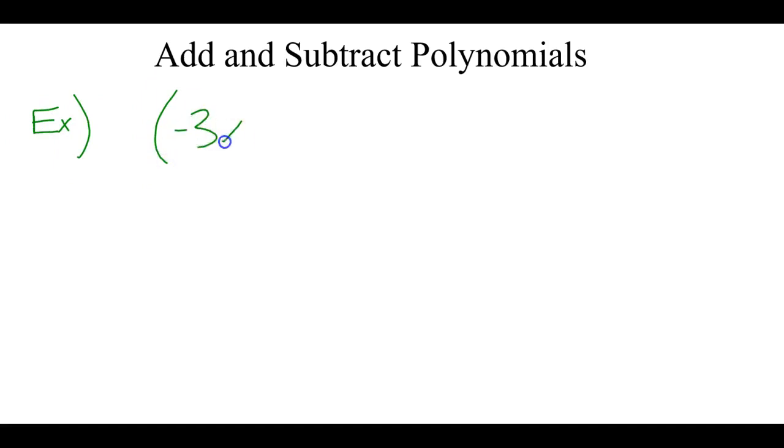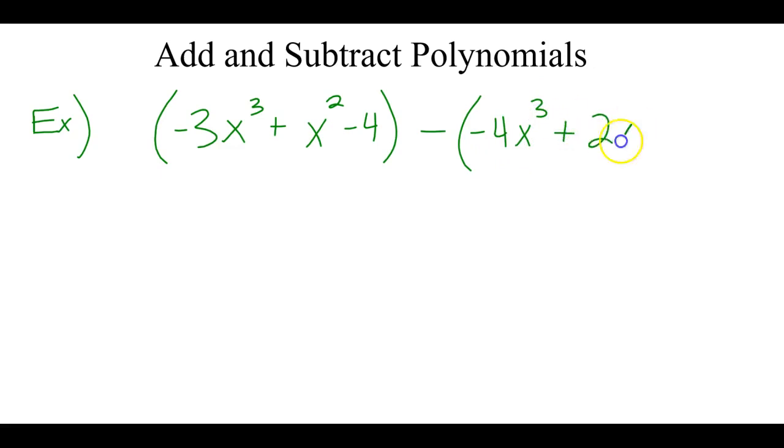So write this down with me. Negative 3x cubed plus x squared minus 4 minus negative 4x cubed plus 2x squared minus x plus 1.